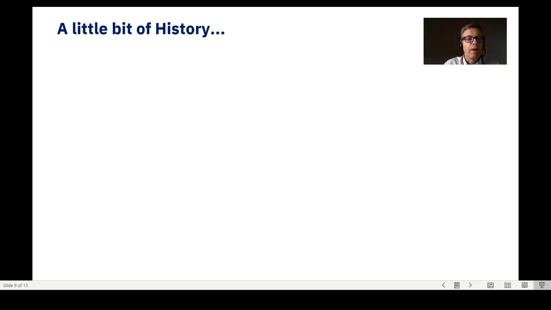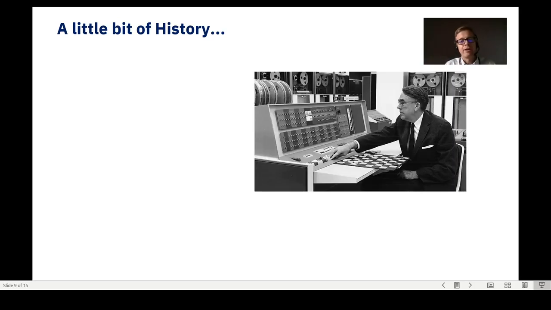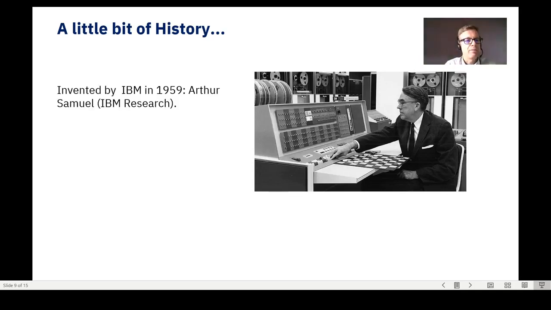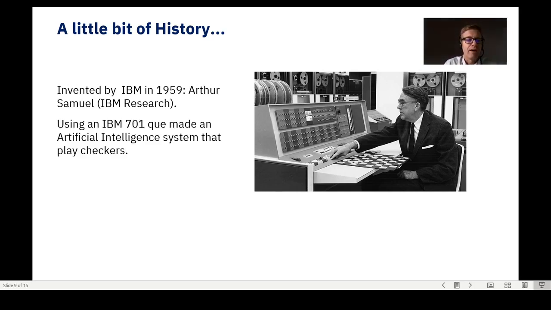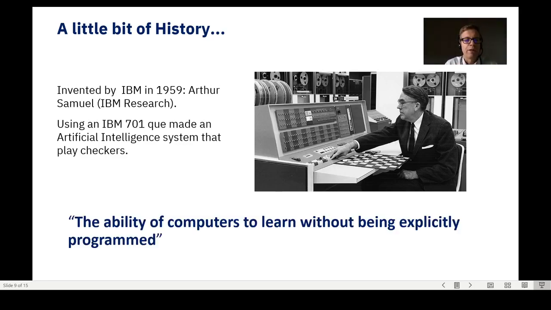And so you know a little bit of history, so this presentation is not so boring. You have this guy here, you know, who is playing checkers, and his name is Arthur Samuel. He's playing against an IBM computer, the IBM 701, and he made an artificial intelligence system that was able to learn to play checkers. And he was the one that coined the term machine learning in 1959.